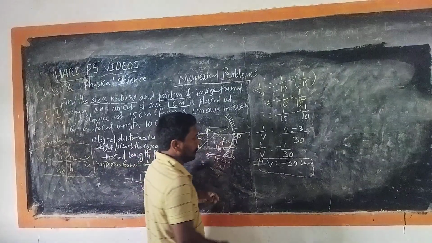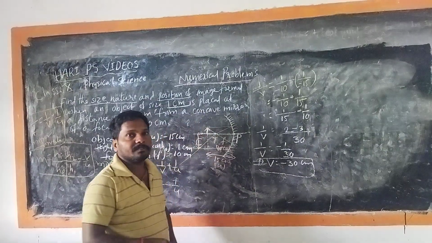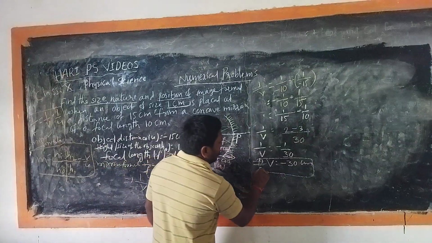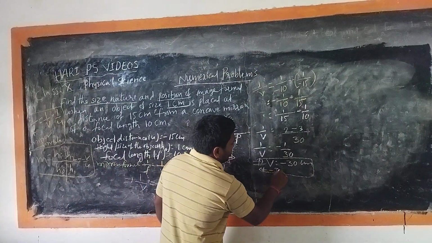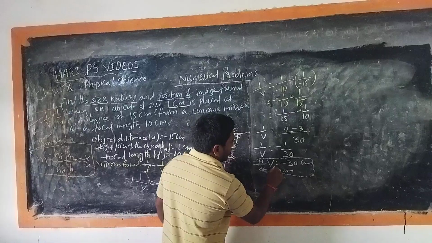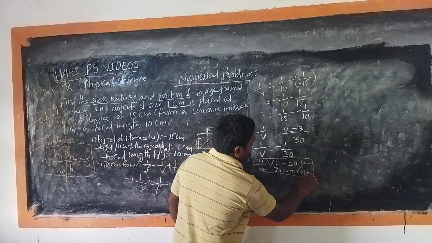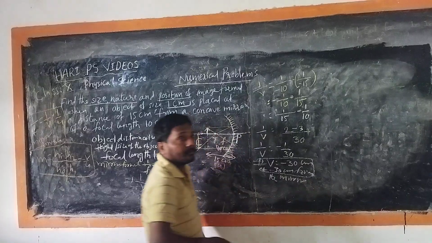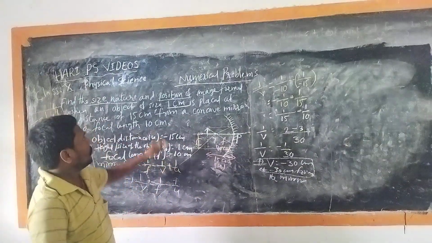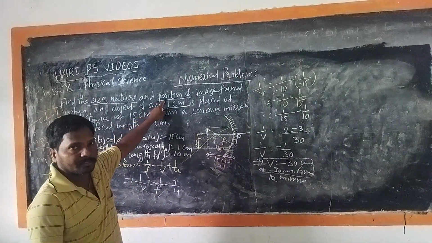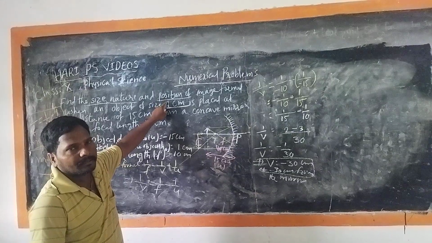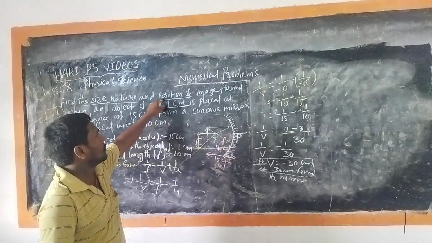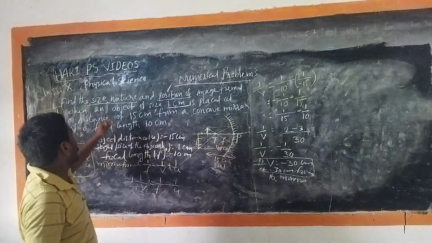Minus 30 centimeters. So where is the image formed? The image is formed at 30 centimeters from the mirror. So we found the position of the image: the image is formed at 30 centimeters from the concave mirror. Position completed. Okay.